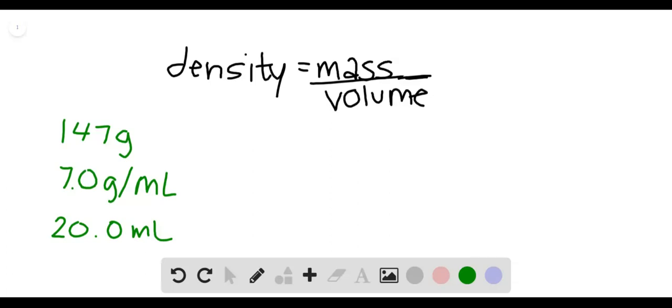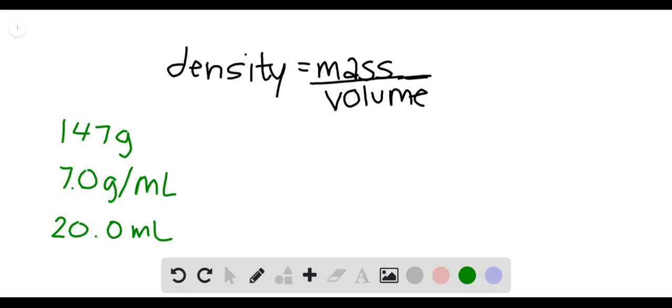Hello, so today we're answering the question: a 147 gram piece of metal has a density of 7 grams per milliliter. A 50 milliliter graduated cylinder contains 20 milliliters of water. What is the final volume after the metal is added to the graduated cylinder?